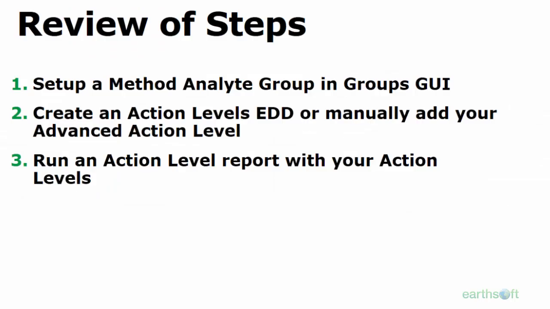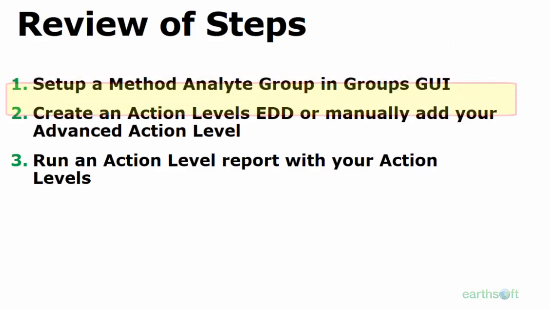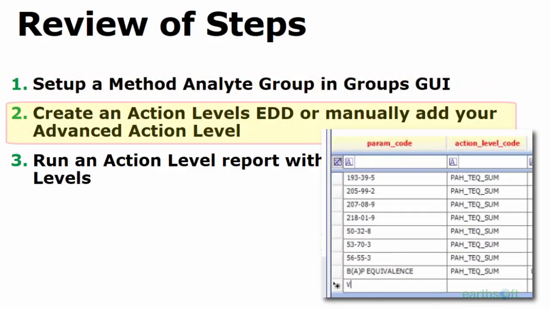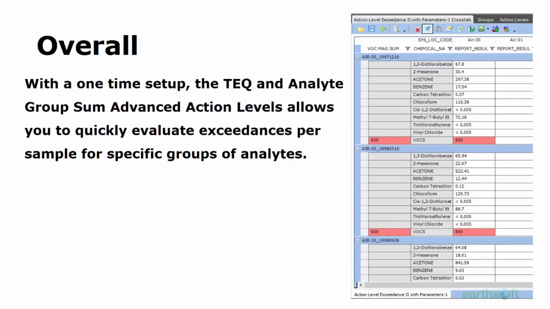All right, so a review of today's demonstration. I showed you how to set up a method analyte group in the group's GUI. Did a little bit of a mapping demonstration of the action level EDD for an advanced action level lookup. And then I showed you how to manually create an advanced action level. And then finally, we ran the action level report and displayed it with our action levels. One of the benefits of this process is that this is a one-time setup and it allows you to review and evaluate your TEQ and Analyte group sum action levels quickly and very efficiently.